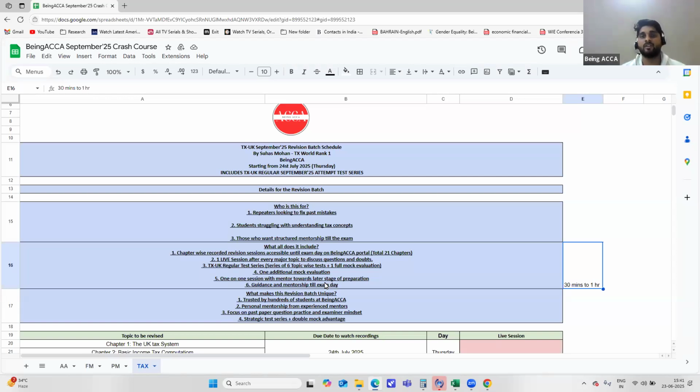So to give you a brief knowledge about me, I am Suhas Mohan, and I have secured world rank 1 in taxation by scoring 98%. So I can definitely help you guys out in a better manner in order to identify how to prepare better and how to stay motivated throughout your preparation. So that is what we will be including in our preparation.